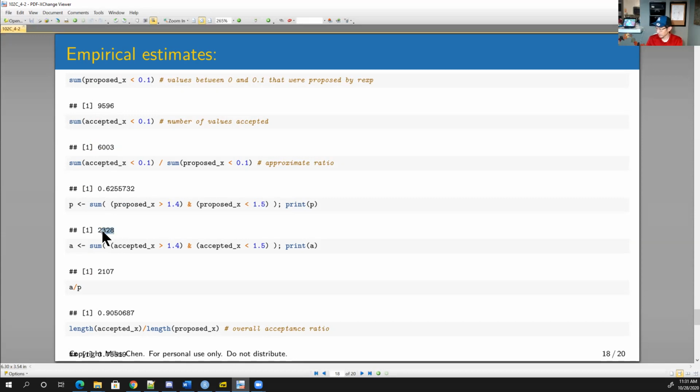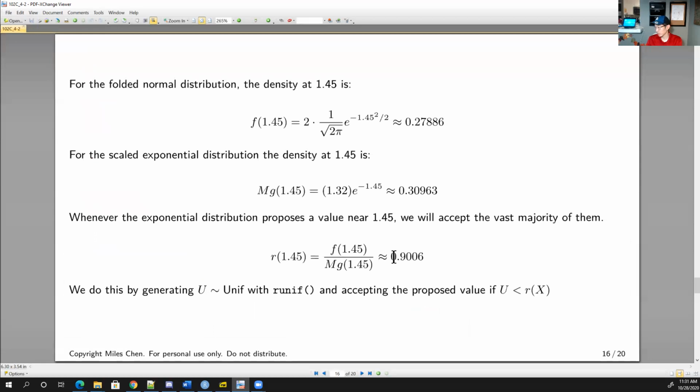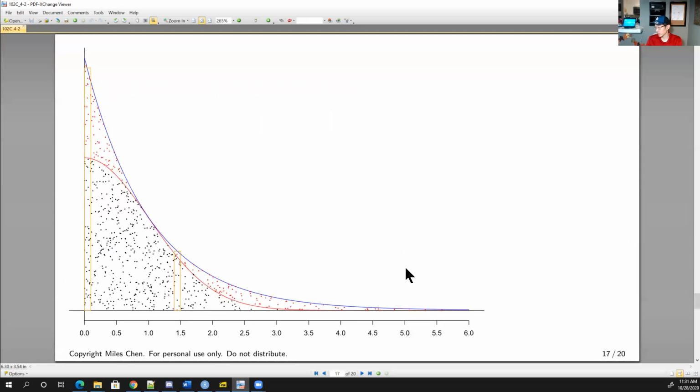So you proposed about this many. Okay, how many did we end up keeping? We kept around 2,100 of those. And so we kept around 90%, 91% of those values, okay? Again, which aligns with our acceptance ratio.